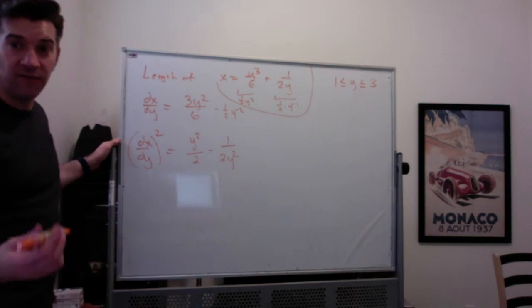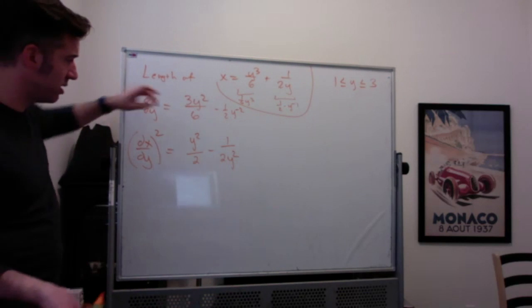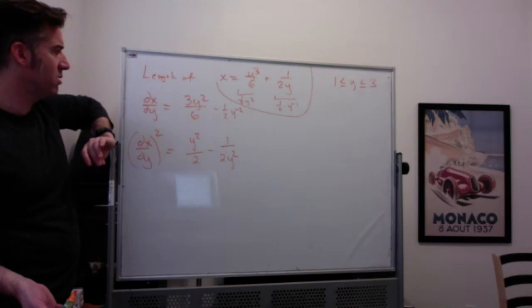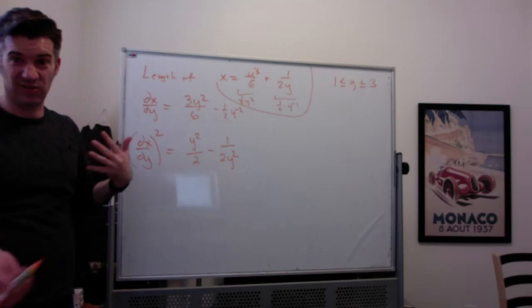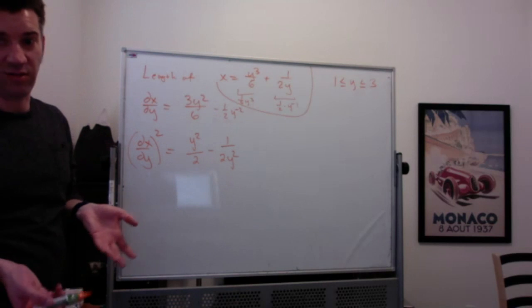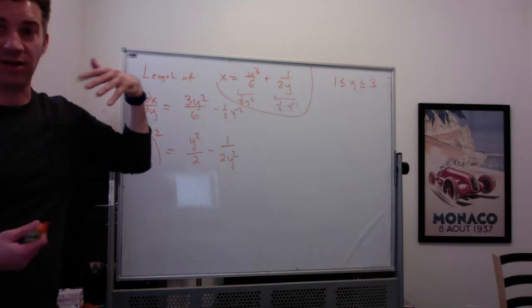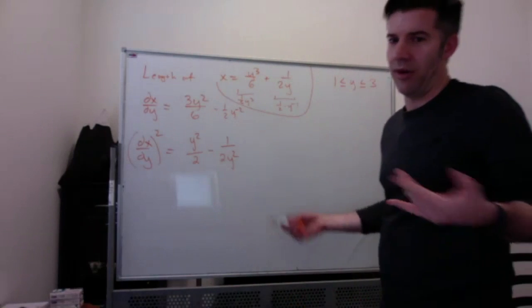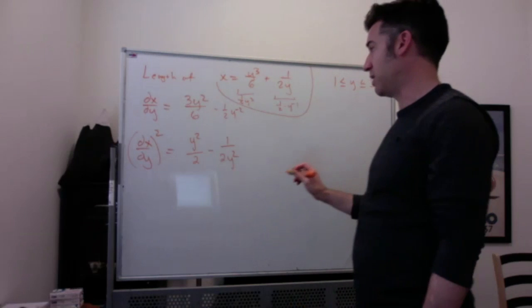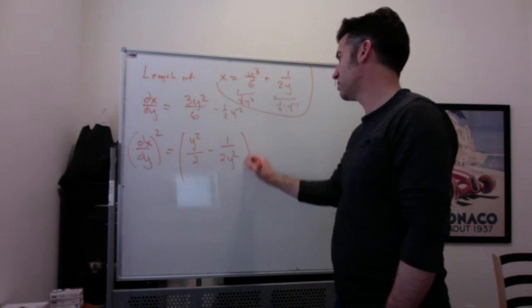I can definitely see that for the middle terms, when I multiply these together, this y squared and the y squared in the denominator are going to cancel each other out. So I'm going to get a constant term, and I know it's going to be negative 1/2. Anyway, so we're going to square this.